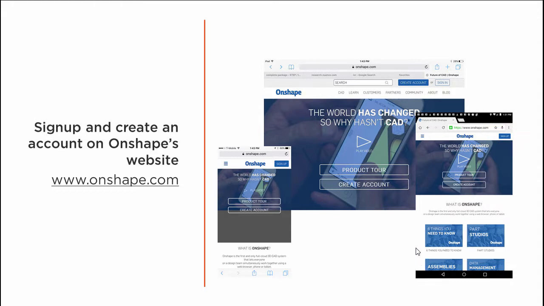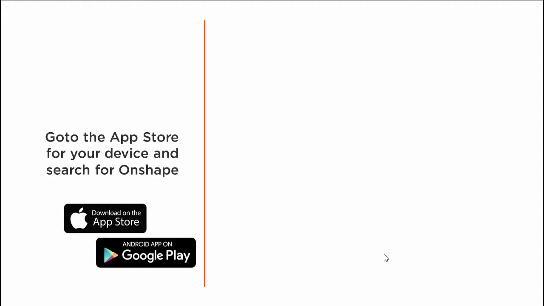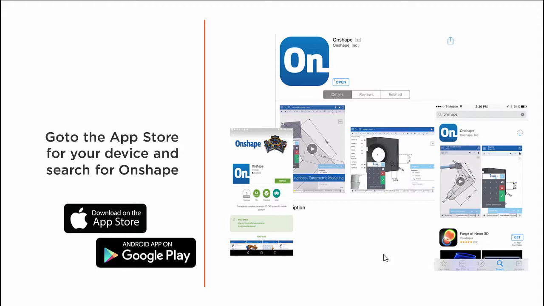Now the next step is you now have to go to the App Store, respective for your specific device. It's either the Apple App Store or Google Play. Once you open that, you have to search for Onshape, which then you will see the respective Onshape pages on your mobile device, and you then can install the application. Once it is installed on your mobile device, you are ready to go and launch the app.